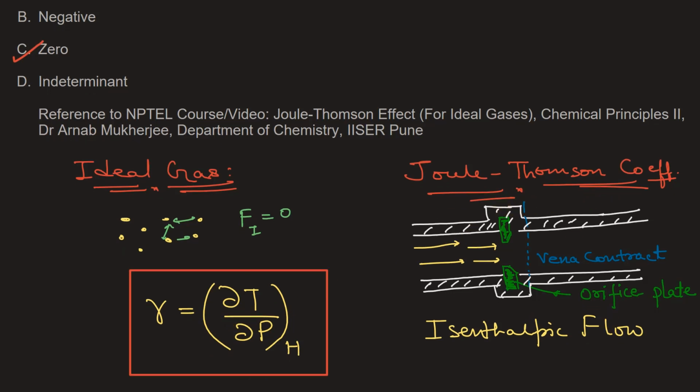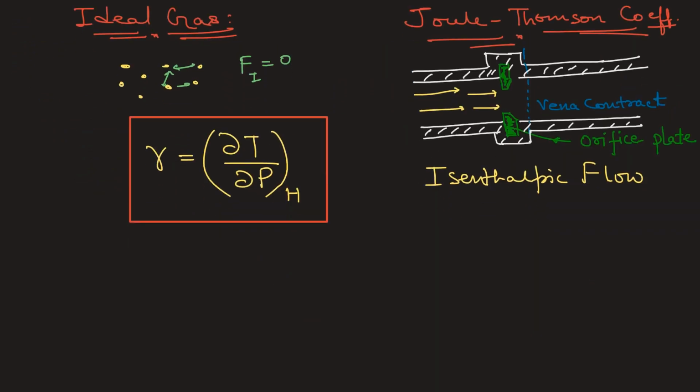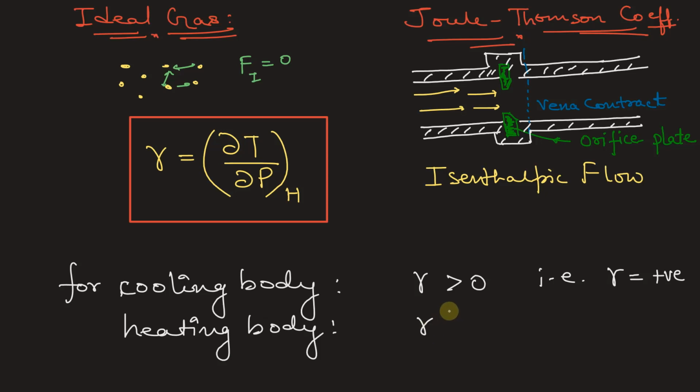Now for a cooling body or a heating body, let's see what is the value of the Joule-Thomson coefficient. So for a cooling body, gamma is greater than 0, or you can say gamma is positive. For a heating body, gamma is less than 0, or gamma is negative. Now if the value of gamma is 0, that means there is no change of temperature. And this is what happens in the case of an ideal gas.